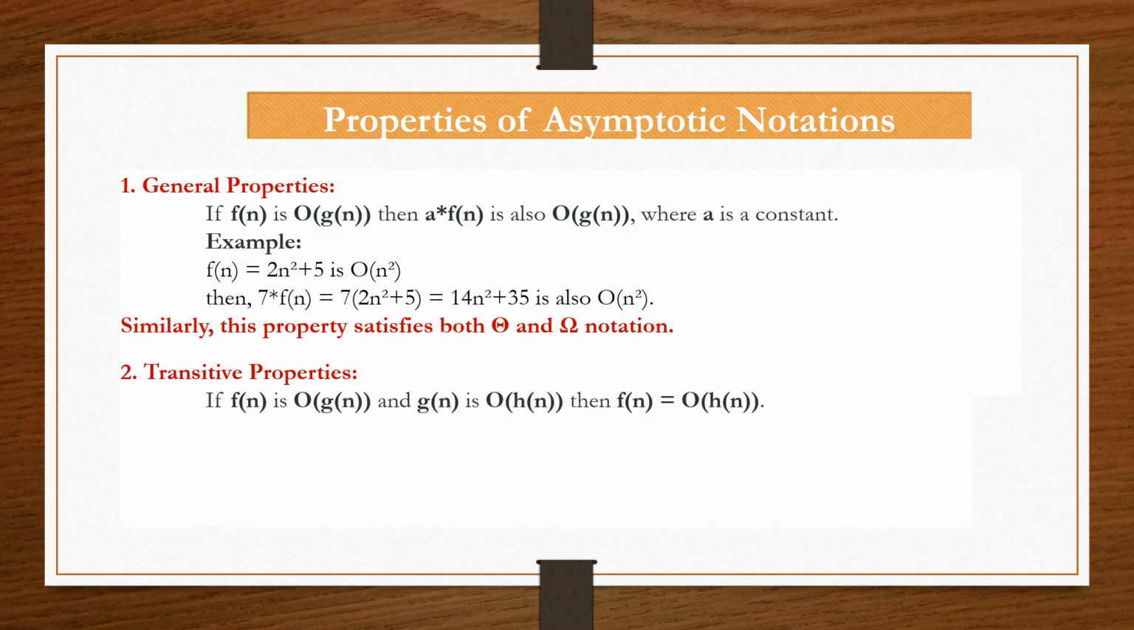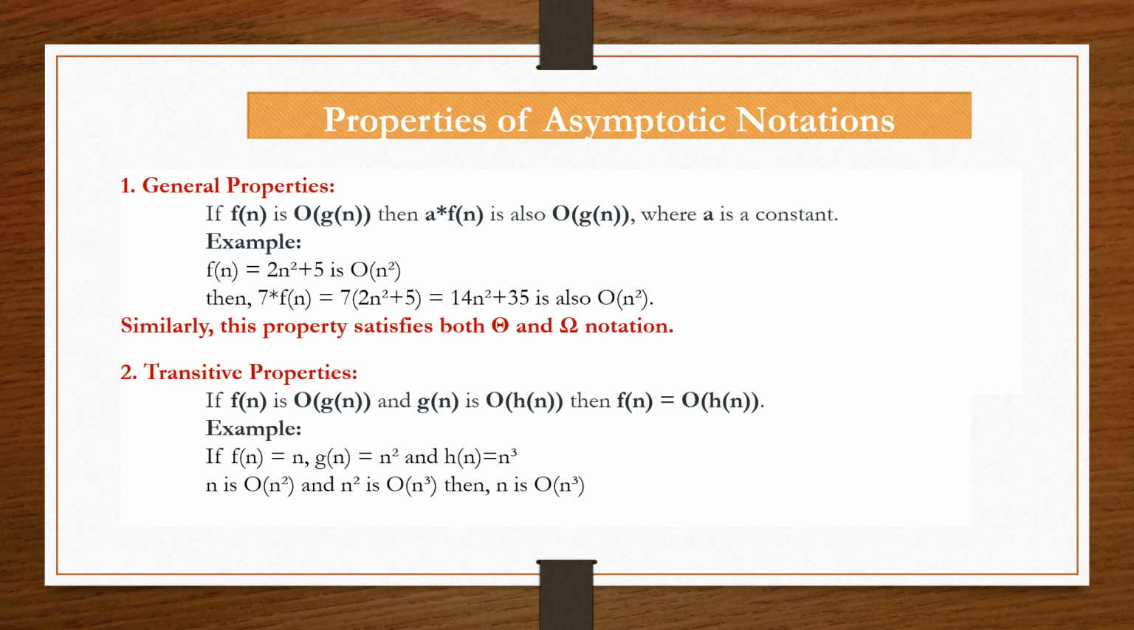Next comes the transitive property. As per the transitive property, if f of n is big O of g of n and g of n is big O of h of n, then f of n is big O of h of n. Here is an example where f of n is n, g of n is n square, and h of n is n cube. So n is order of n square and n square is order of n cube, then n is big O of n cube. This transitive property will be satisfied by both big theta and big omega as well.